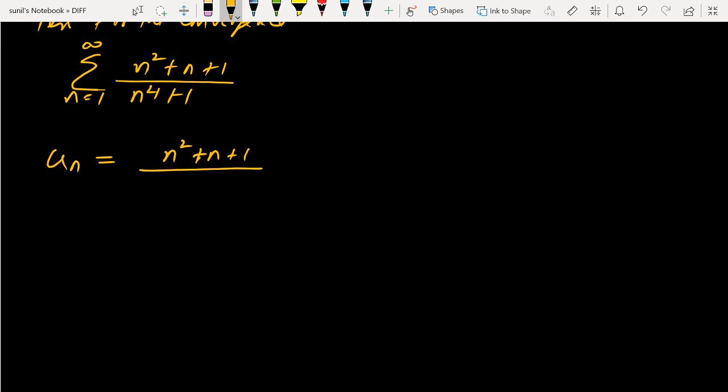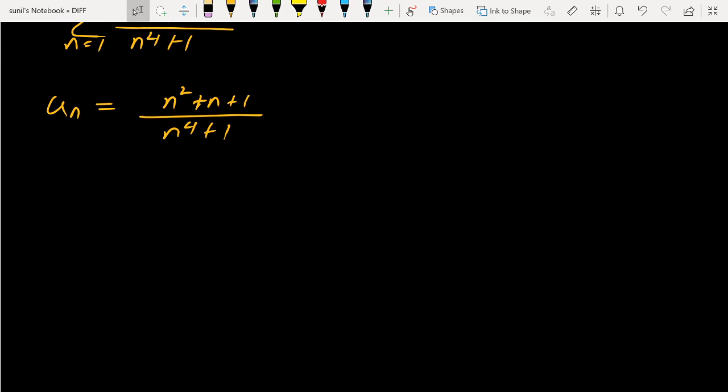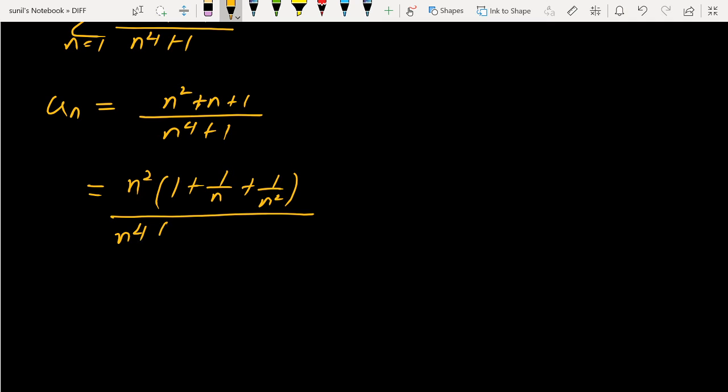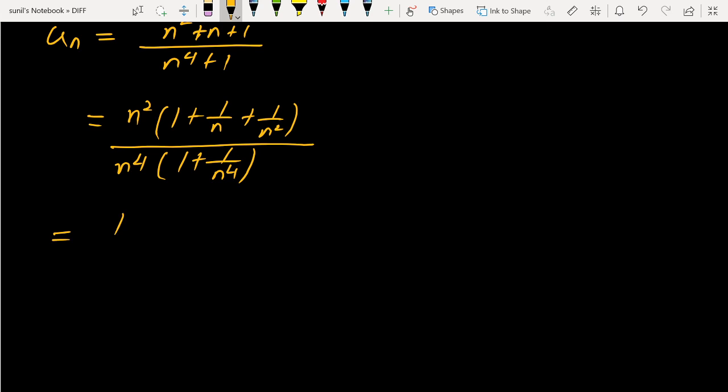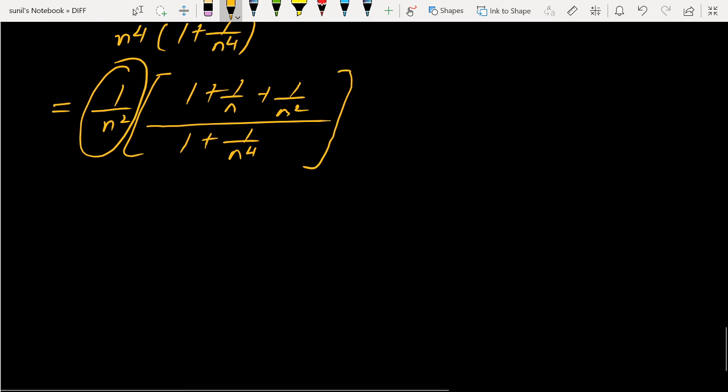I have deliberately taken this example. Now how to get Vn? Taking the highest power of n common from the numerator, and the highest power from the denominator. Now what is left? It is turning out to be 1 by n square times of something. So I will take this as my Vn. So I have taken my Vn as 1 by n square.